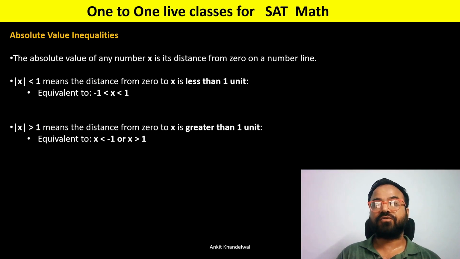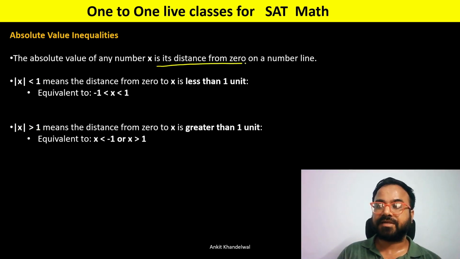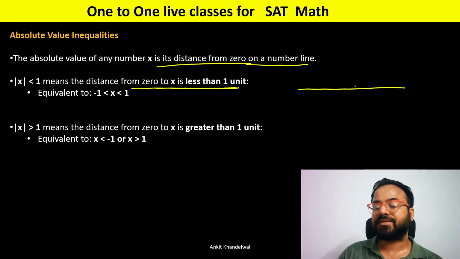The absolute value always means the distance from 0 on the number line. So when we are saying absolute value of x is less than 1, it means the distance from 0 to x is less than 1 unit. So 0 to x is less than 1 unit. So less than 1 unit means the distance can be 1 on this side or it can be on this side.